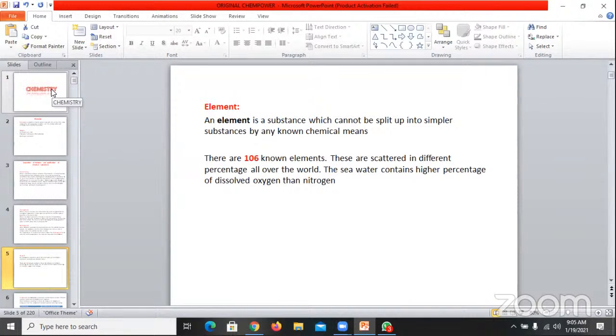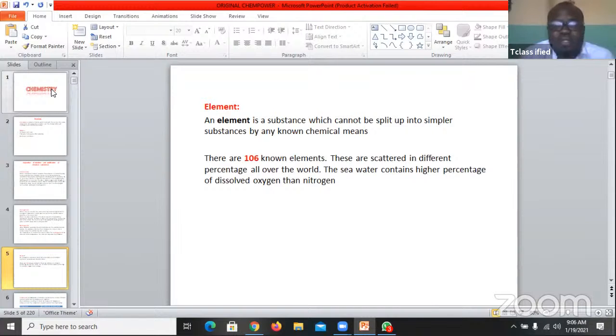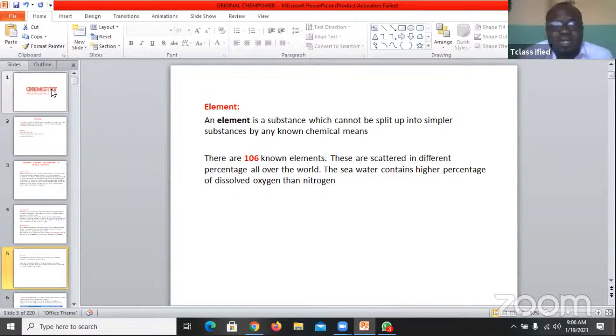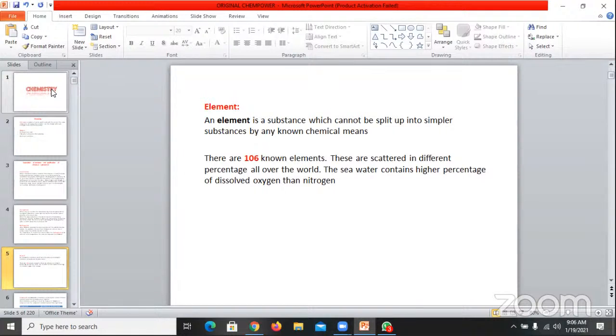So, okay, let's move on to elements, mixtures, and compounds. An element is a substance which cannot be split up into simpler substances by any chemical means. And there are about 106 known elements scattered in different percentages all over the world. Water contains a higher percentage of oxygen and nitrogen. So we have about 106 elements. Are you clear on that?